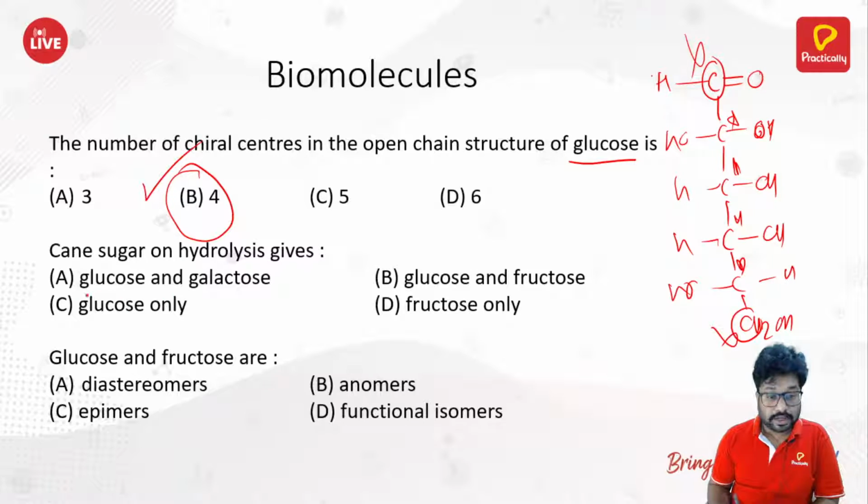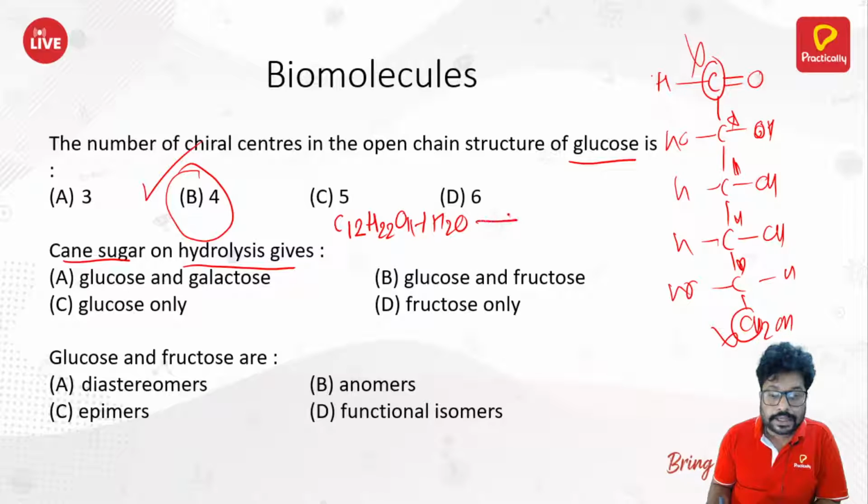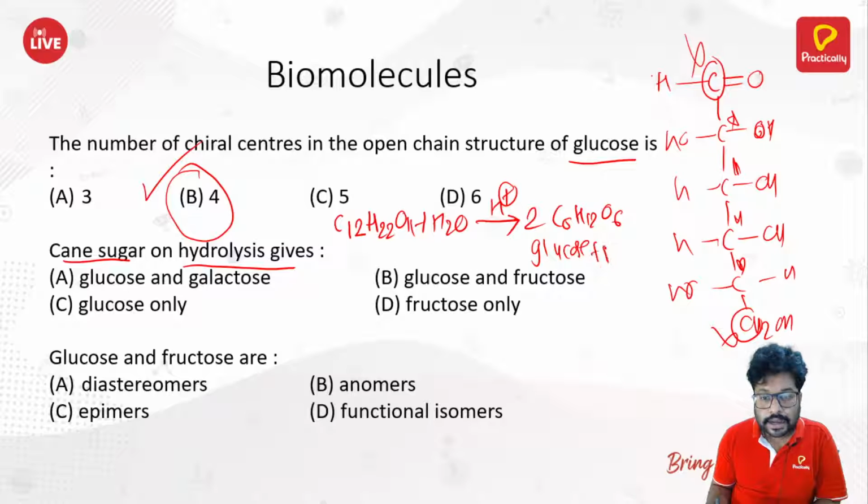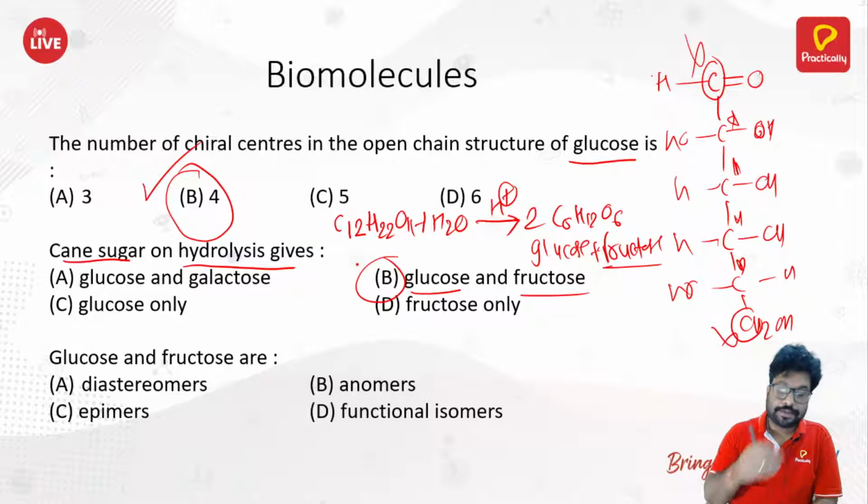Okay. Cane sugar. Cane sugar on hydrolysis gives what? Cane sugar is what? It's sucrose. C12H22O11 plus H2O in presence of H plus ion gives you what? 2 units of C6H12O6. One is glucose and another is fructose. So you get glucose plus fructose as far as cane sugar is concerned.